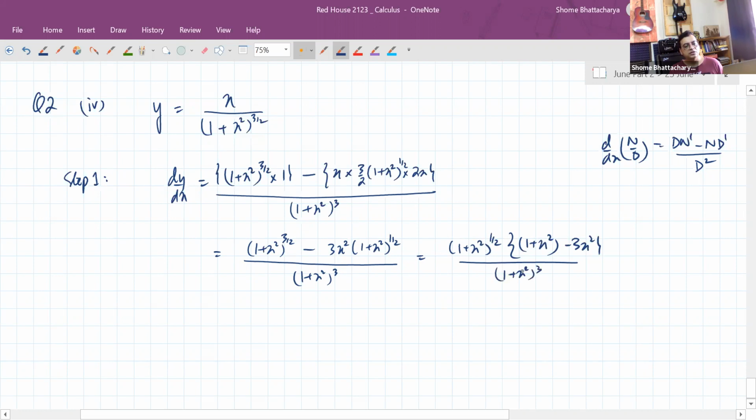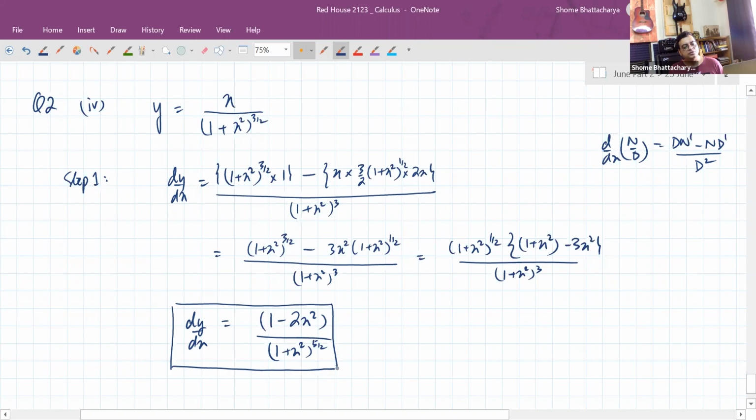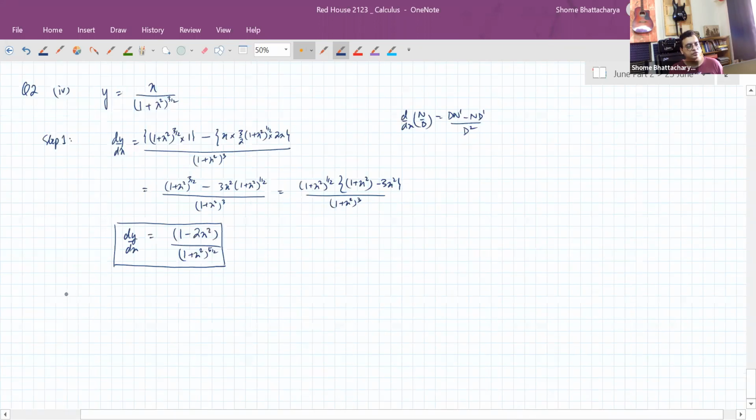Okay. So again, we can see this and this, we can cancel out some of the values. Okay. And this term will become 1 plus x square minus 3x square. So 1 minus 2x square. And absorbing this term within the denominator, the denominator's power will become 3 minus half. Okay. So that is 5 by 2. So this is our derivative. Okay. So the critical points will come by putting this as 0. But before that, we have to also find the second derivative.